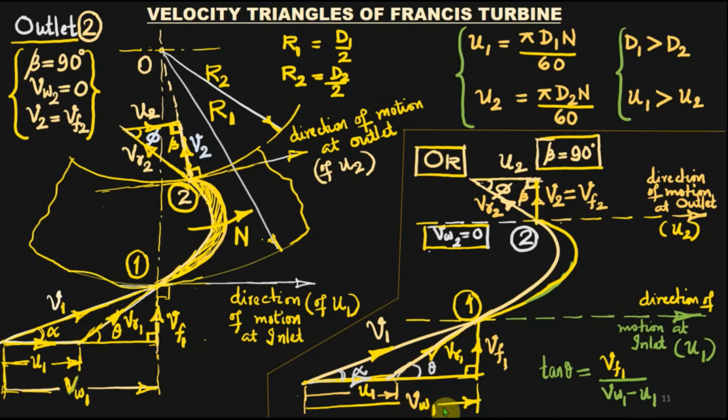And also VW1 is equal to V1 cos alpha, and VF1 is equal to V1 sin alpha, and angle phi, that is the vane angle at outlet, can be found out from this small right triangle. Tan phi is equal to opposite side by adjacent side, that is V2 divided by U2, and V2 in fact here represents VF2 as well. VW2 is 0 and beta of course is 90 in this case. So the various velocity components can be found out by using these two velocity triangles, which are relatively simple.